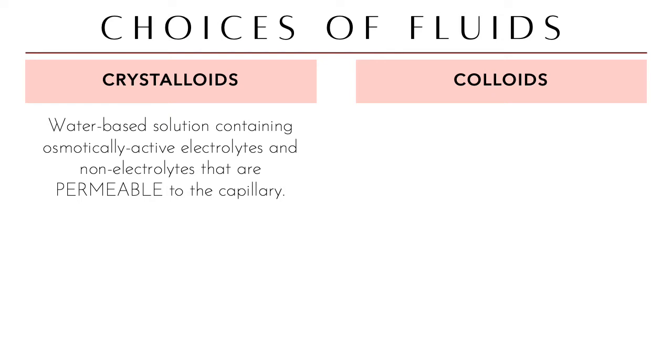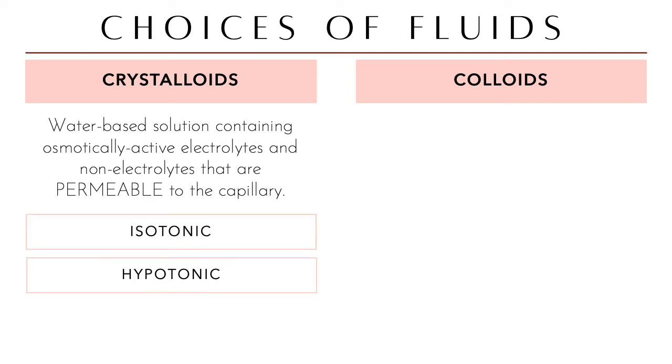Crystalloids are water-based solutions containing osmotically active electrolytes. They also include some non-electrolytes that are permeable to the capillary membrane. There are three types of crystalloid fluids: isotonic, hypotonic, and hypertonic. Again, this is just a review of your physiology. The tonicity of a fluid is identified by comparing it with the tonicity of the plasma.